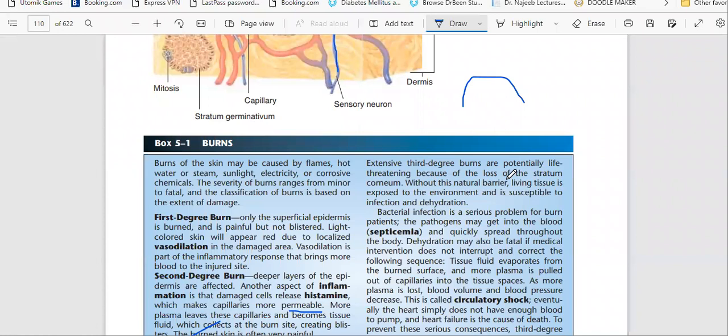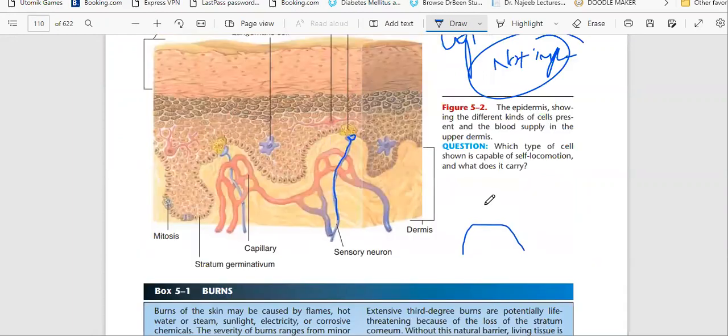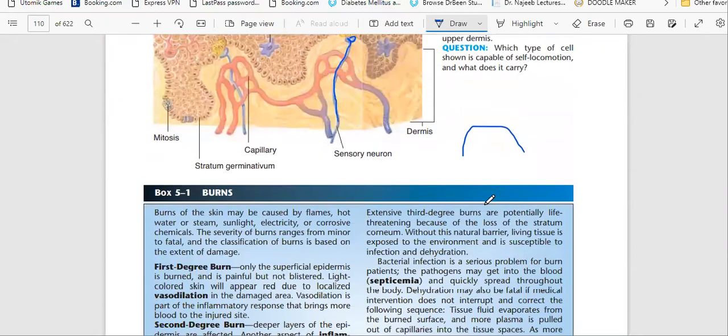Extensive third degree burns are potentially life threatening because of the loss of the stratum corneum. Without this natural barrier, living tissue is exposed to the environment and is susceptible to infection and dehydration. So third degree burns are very dangerous and can cause death.